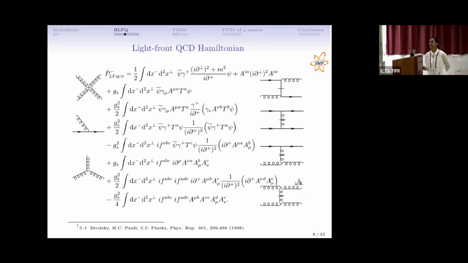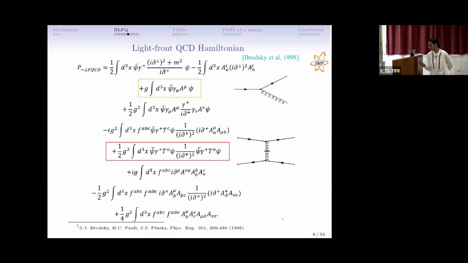So our main goal is to solve this light front QCD Hamiltonian. But for now, we have included only these terms, the quark-gluon vertex interaction and the instantaneous gluon interaction.